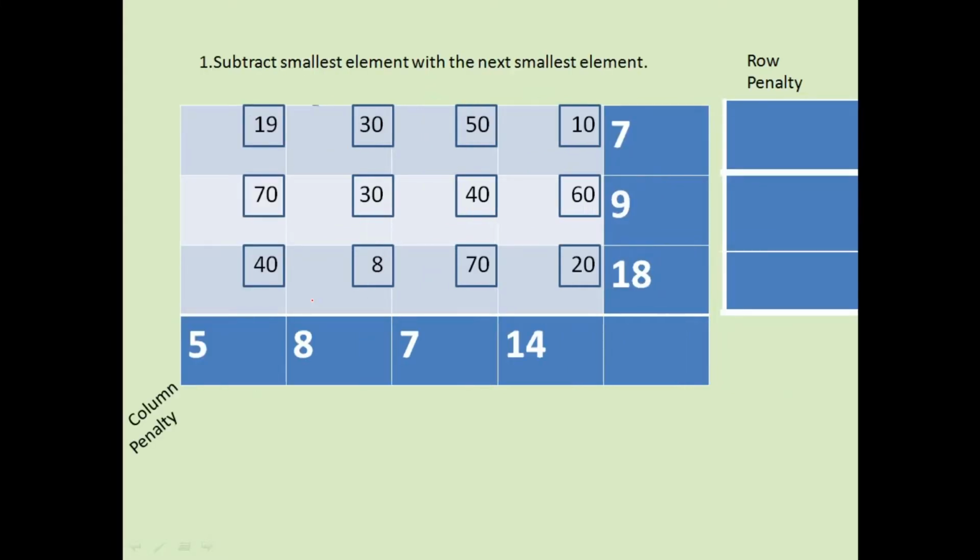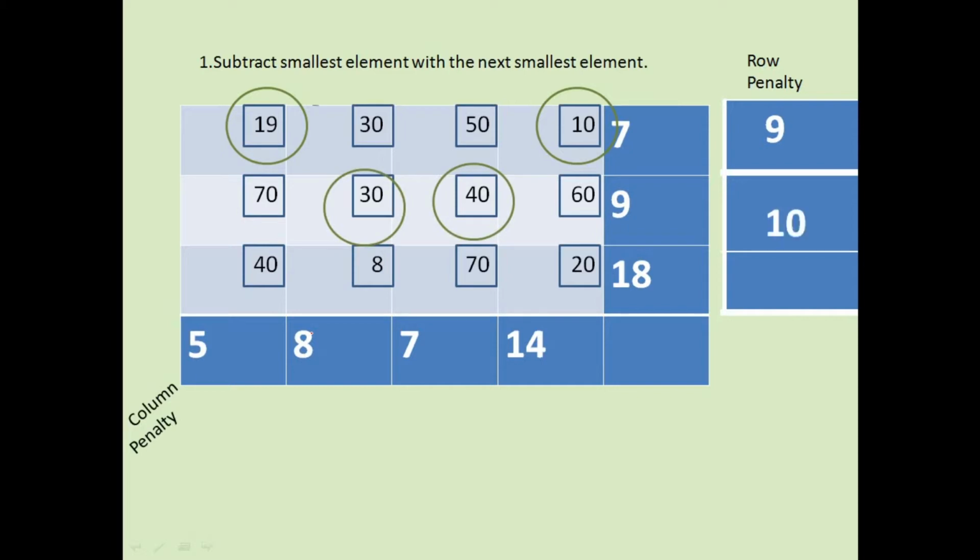We have to subtract the smallest element with the next smallest element. This method is quite different. We subtract the smallest element of this first row. Now let's just take the first row and we will subtract it with the next smallest element. So then we write it as your row penalty, which is 9. So 19 minus 10 becomes 9. So that's called the row penalty.